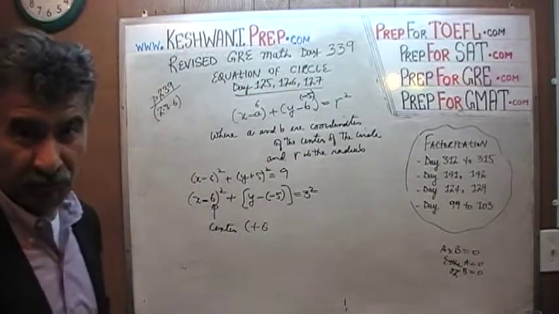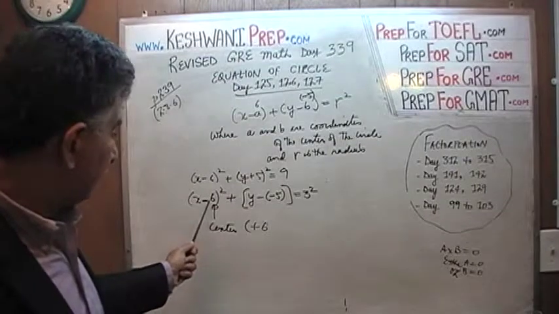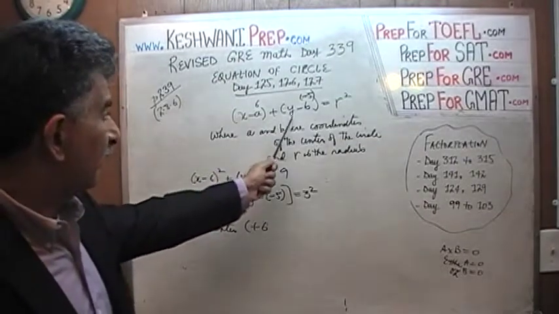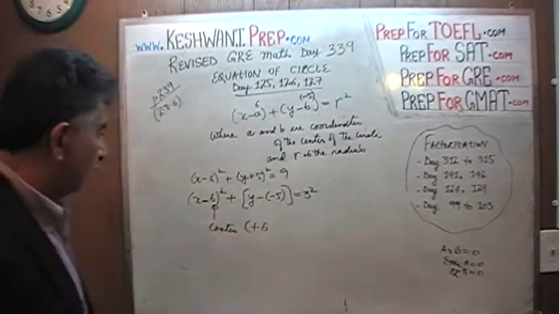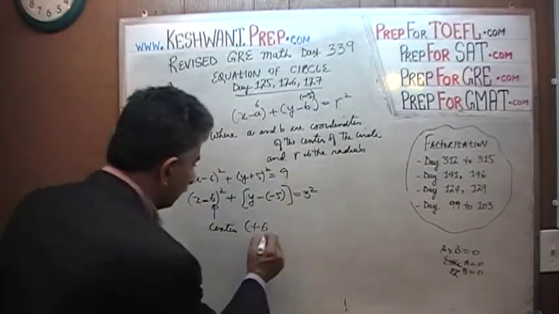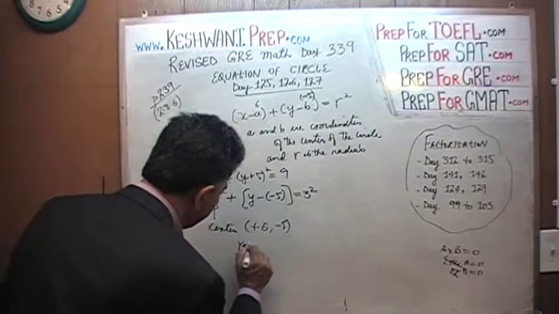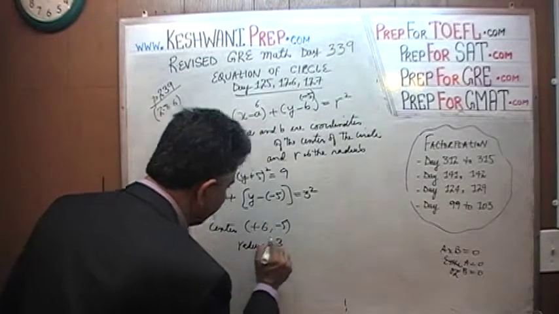It's up to you. If you just want to memorize the thing, it's up to you. Why is it x minus a and y minus b? I don't like to memorize this thing. If you want to understand it, that's where it is. So the center is (6, -5), and the radius of the circle is 3.